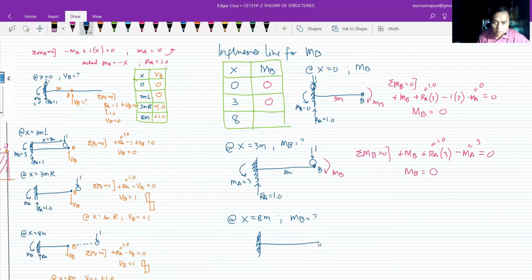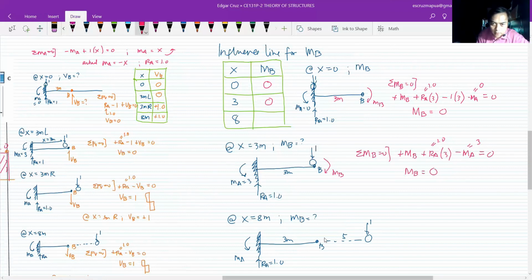Okay, so ito yung point B. Okay, so ito yung RA, which is equal to 1. Tapos ito yung MA. Nasaan yung unit load at x equals 8 meters? So nandito yung unit load, diba? Nandun siya. So kung ito ay 3 meters, ito yung imaginary na 5 meters. Para maging 8 meters. So, pagka kinonsider ko yung left segment, hindi nakasama yung unit load. Diba? So, ang lalabas dito, so may moment ako rin dito. MB. O, ano kaya direction ng MB ko?